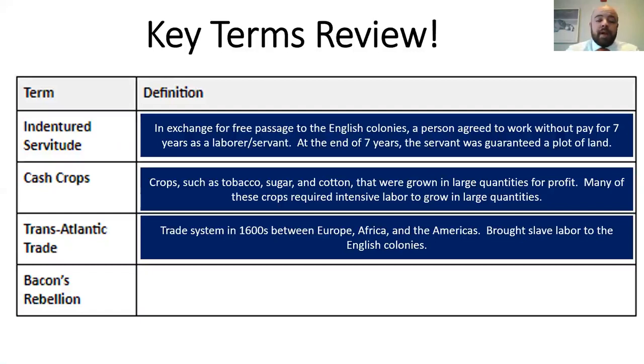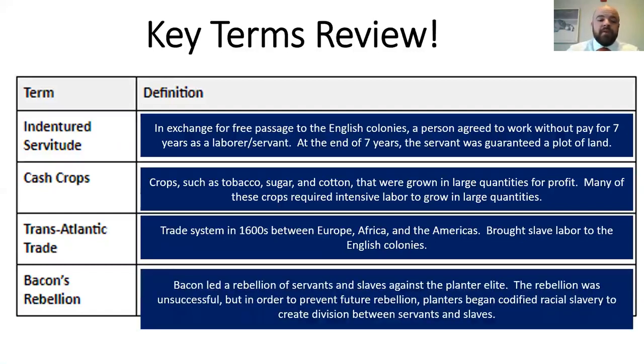And finally, Bacon's Rebellion. Nathaniel Bacon led a rebellion of servants and enslaved people against the planter elite in Virginia. The rebellion was unsuccessful, but in order to prevent future rebellions, planters created a codified racial slavery system to create division between white servants and black enslaved people.